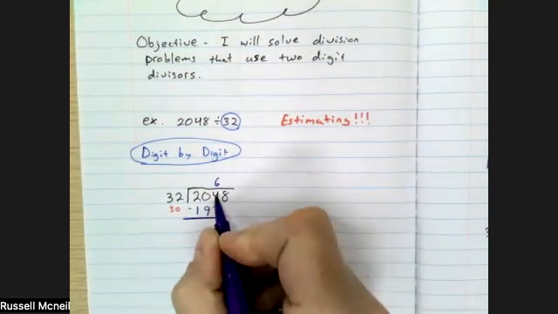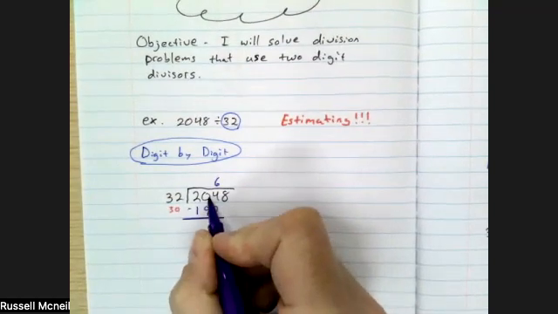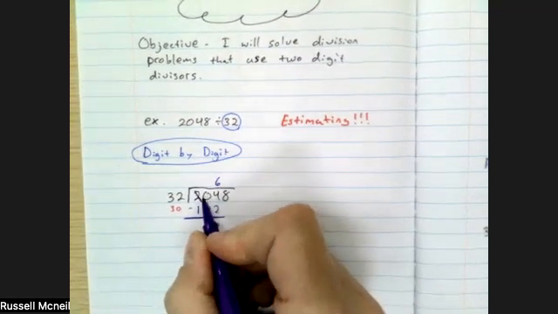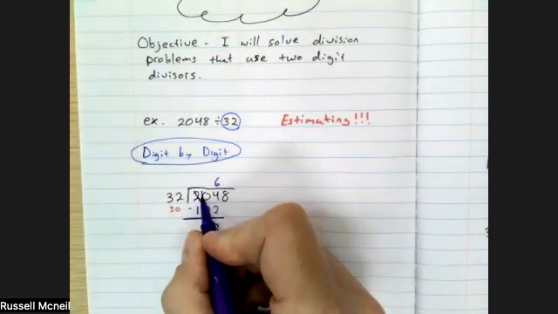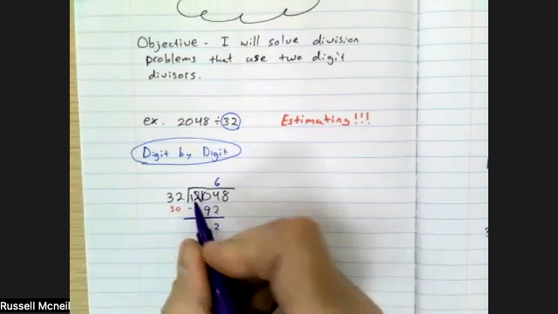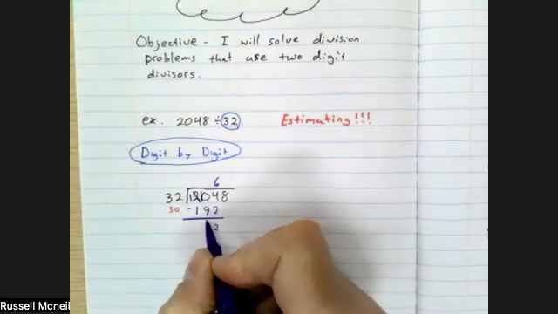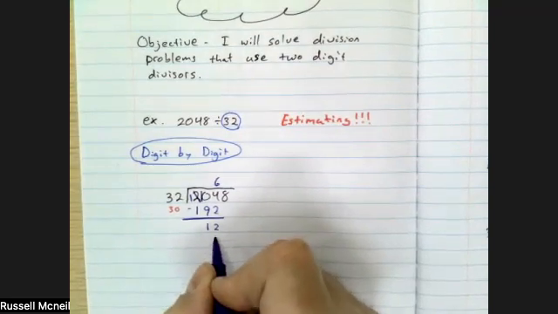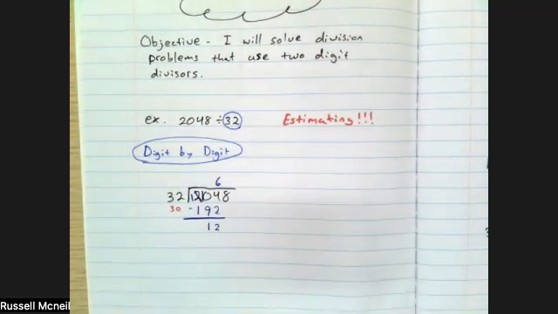Subtract. 4 minus 2 is 2. 0 minus 9, we can't do. We've got to borrow, right? That becomes a 10. This becomes a 1. 10 minus 9 is 1. 1 minus 1 is 0. We have a remainder of 12.